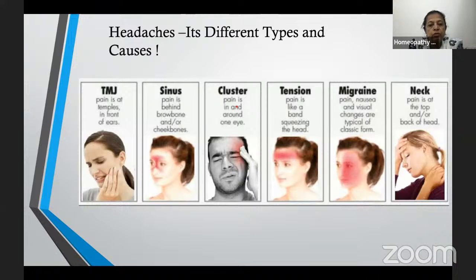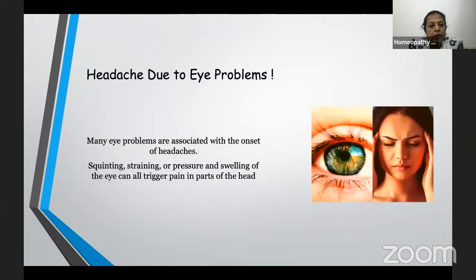And most common cause also is the eye problem. Wherever there is any condition in the eye, like refractive error or many other conditions, it can also lead to headache along with your pain in the eyes also. So these are most common conditions of your headache. Now, out of this, today we are going to talk about headache due to eye problems.